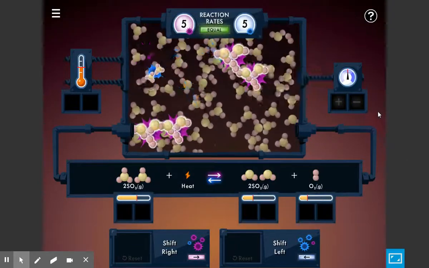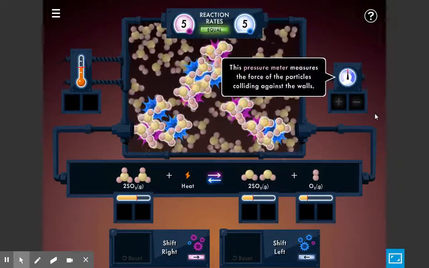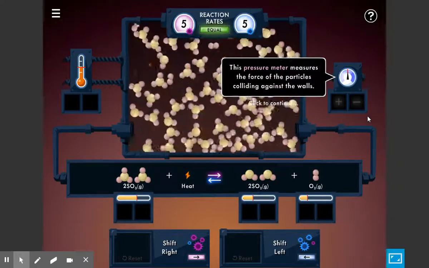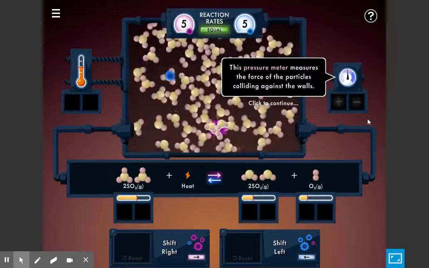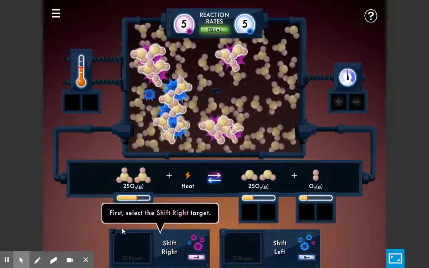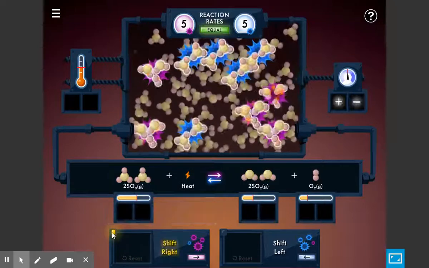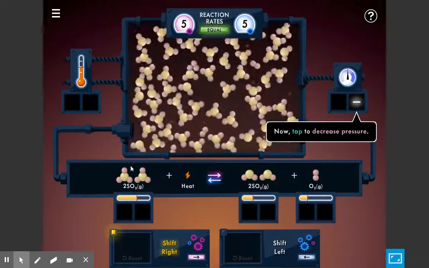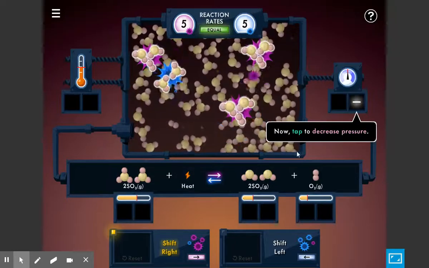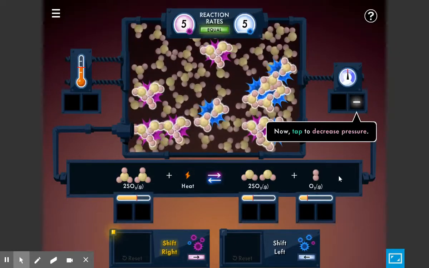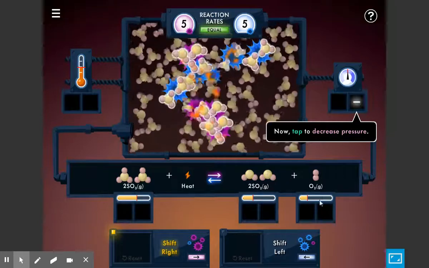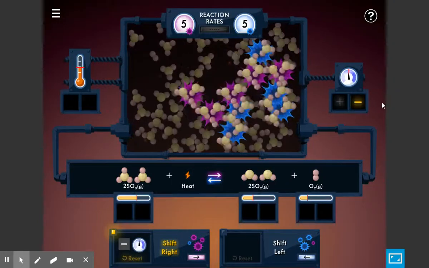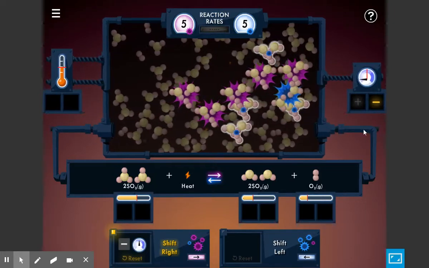Here's our pressure meter. Remember, pressure is a measurement of the force of particles colliding against walls, not with each other. If we want to shift this to the right, I see there's 2 moles on the left side, 3 moles on the right side. So in order to shift with the side to the right, which has more molecules, I need to decrease my pressure. By decreasing that pressure, you'll see an increase in the volume.